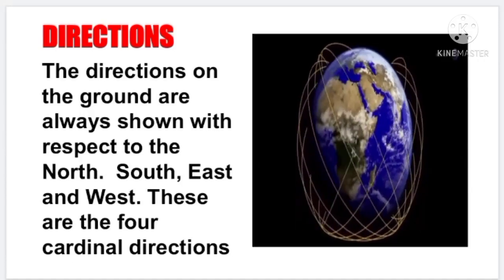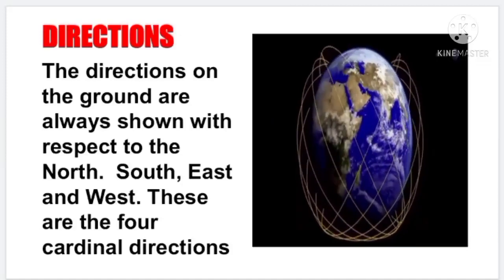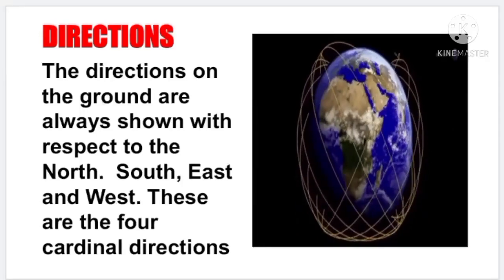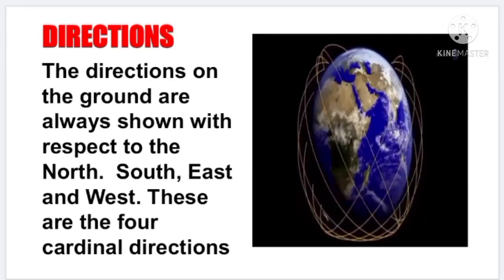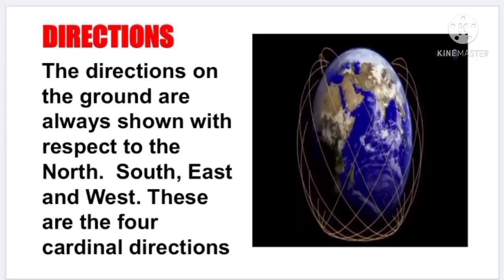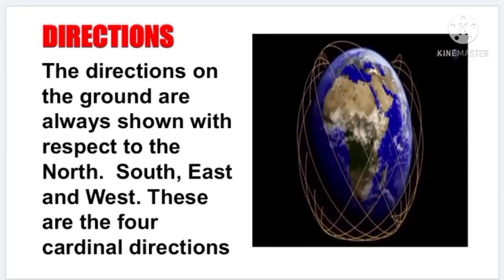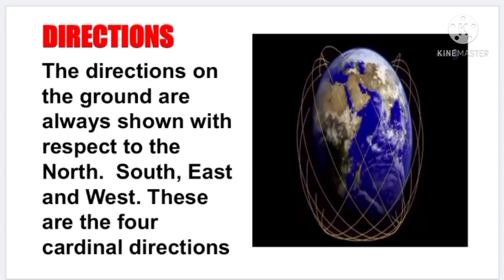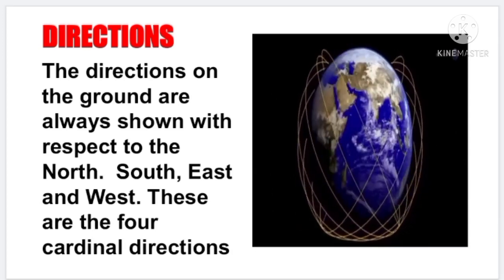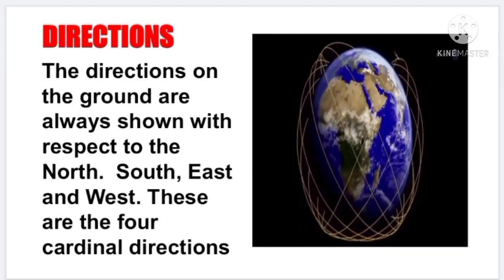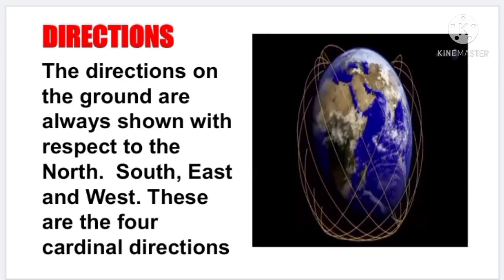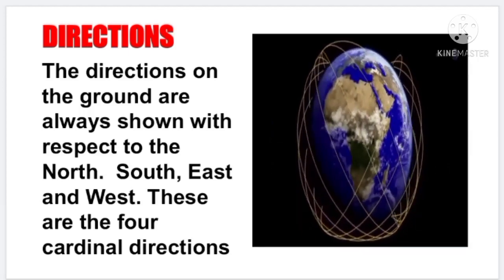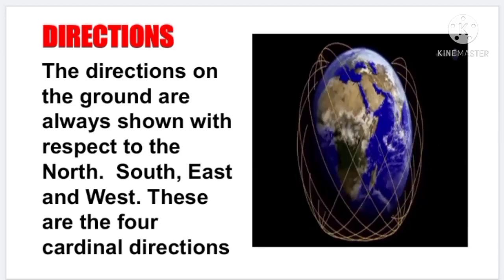The directions on the ground are always shown with respect to the north. Then it is easy to find the other directions, namely south, east and west. These are the four cardinal directions. Students, north, south, east and west are known as cardinal directions. These cardinal directions can be abbreviated as N, S, E and W. N for north, S for south, E for east and W for west.